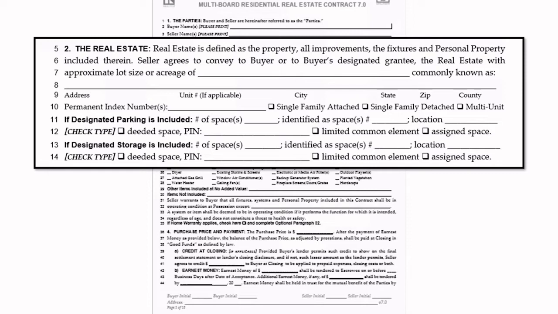So the real estate with, and you would cross out the word approximate. So you would cross out the word approximate, and in the blank, you would write not less than 4 acres.